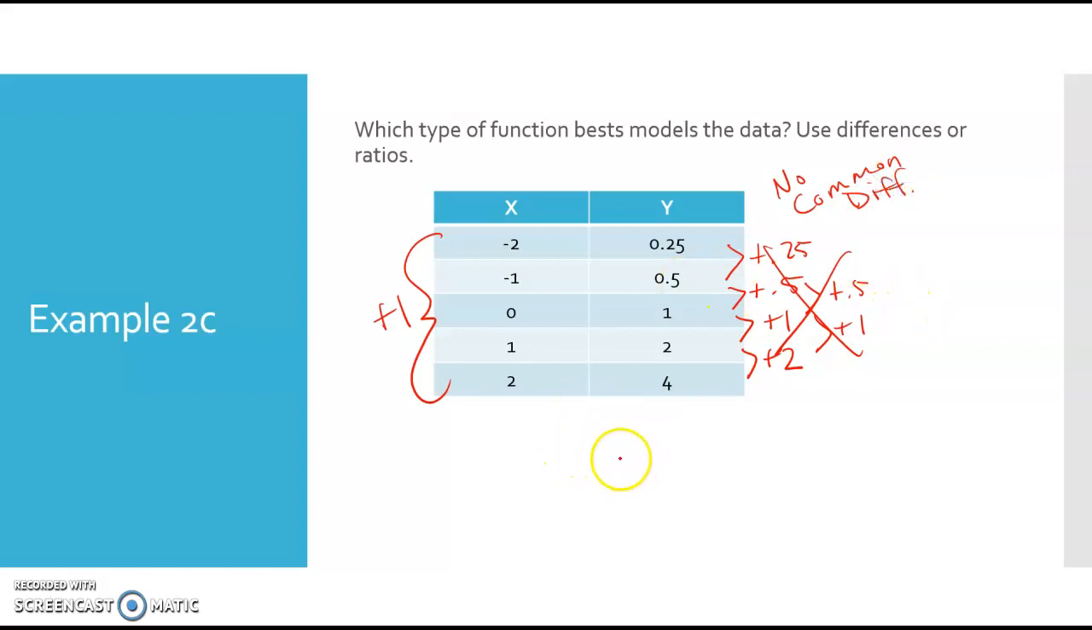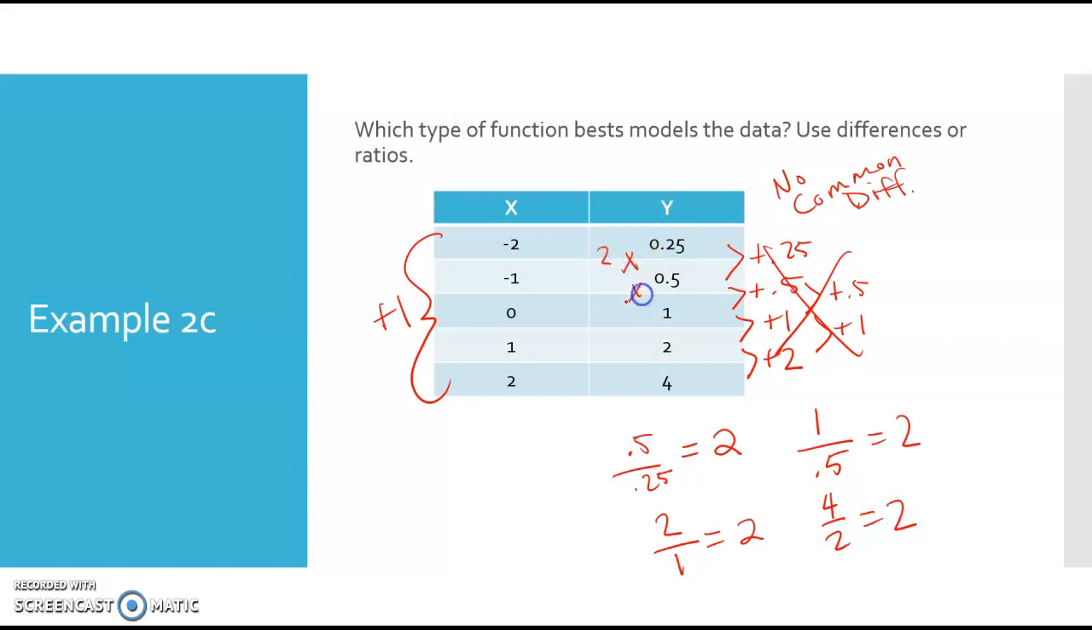And so if I take 0.5 and divide by 0.25, I get 2, right? If I take 1 and divide by 0.5, I get 2. And if I take that 2 and divide by 1, I get 2. 4 divided by 2, I get 2. And so we have that common ratio. We are multiplying everything by 2 to get to the next one. And so that's what makes this an exponential.